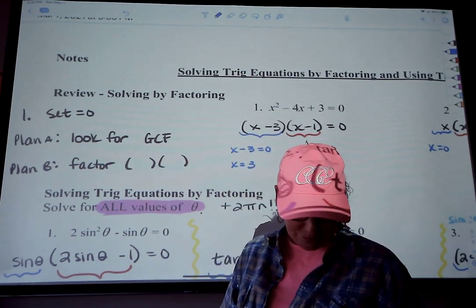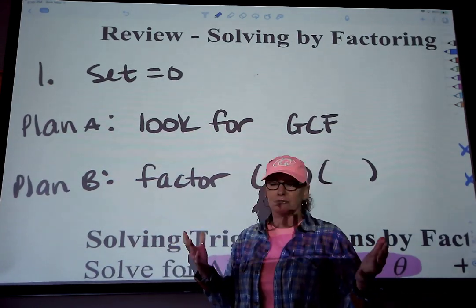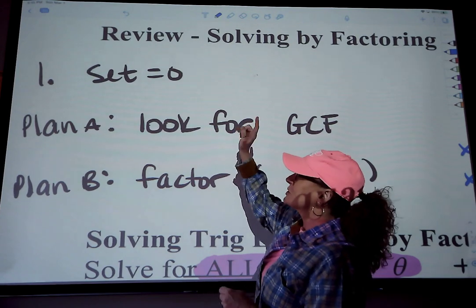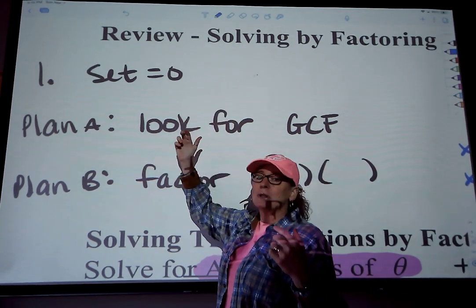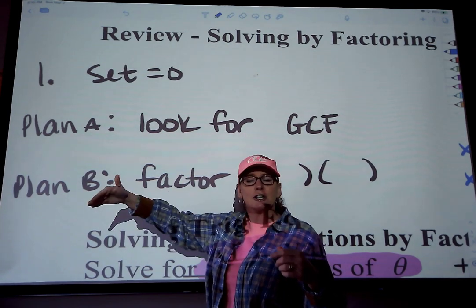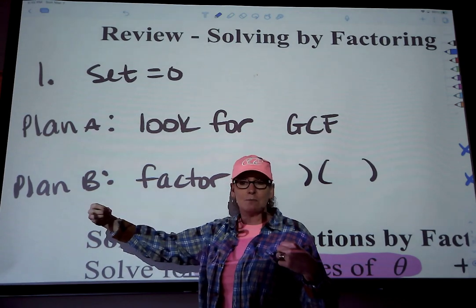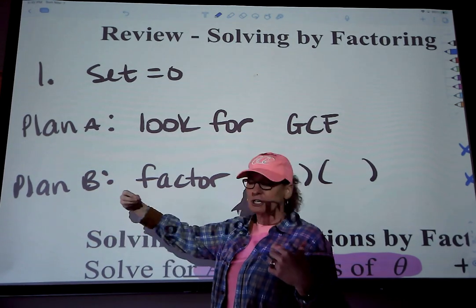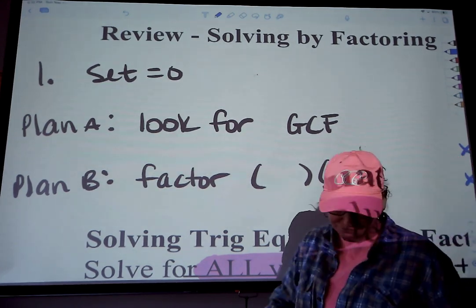So usually when you factor, just a normal quadratic or whatever, you make sure that your equation is set equal to 0. That's always the first thing you've got to do. Plan A, you look across your terms and look for a greatest common factor to pull out, like undistributing. And if that's not an option, then you try to factor into the product of two binomials.